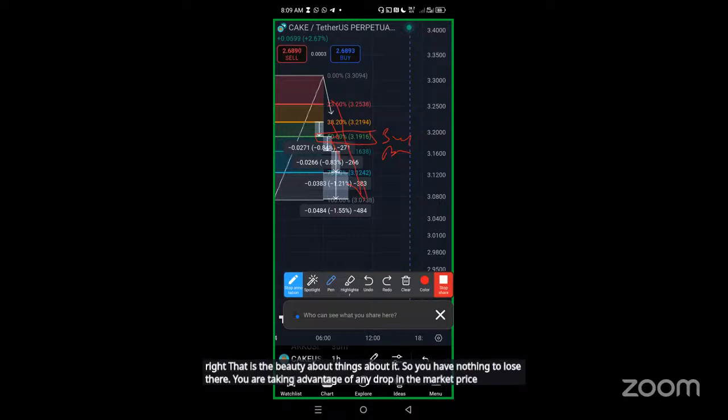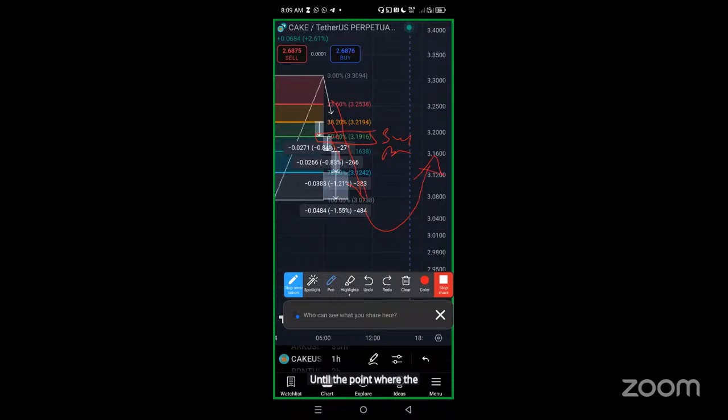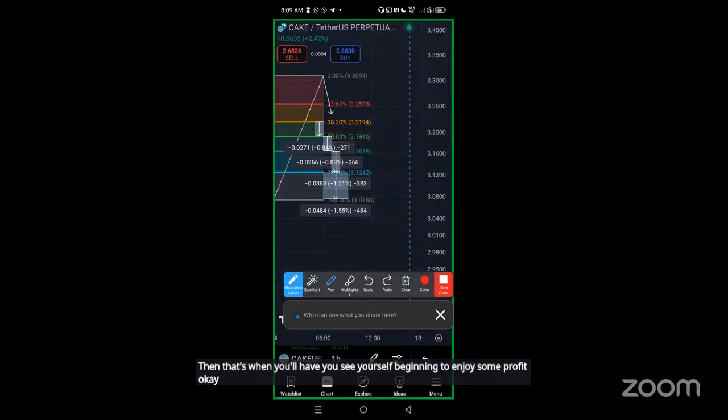Or your robot will be taking advantage of any drop in the market price all the way until a point where the reversal will again become certain for an uptrend. Then that's when you'll see yourself beginning to enjoy some profit. Okay, so that is what you do.